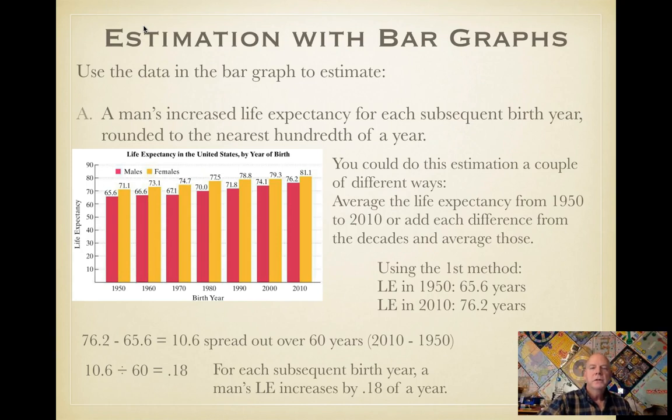So the answer to the question is, for each subsequent birth year, a man's life expectancy increases by that 0.18 every year. That's our estimation over those 60 years. Now, was it that much every single year? No, but that's an estimation of it over that time period.